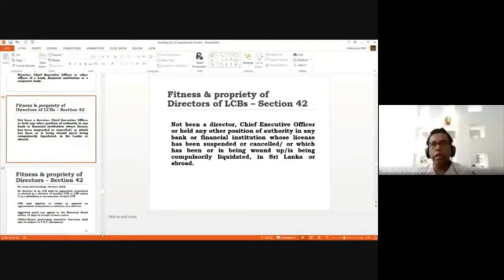Now, if the suspension was at 4:30, at 4:45 we started the operations again. What is the situation? At 4:30, a set of people who were directors and key management persons of that entity, with the suspension, become not fit and proper persons. Then at 4:45, when we recommence business after the suspension, what is their position? We have a board of directors who are not fit and proper.